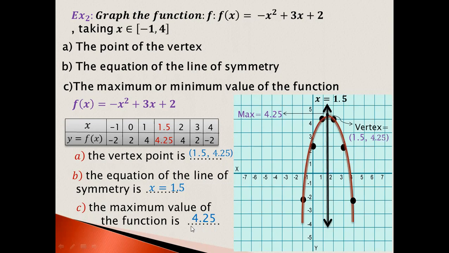In general, we can use the vertex point to find the equation of the line of symmetry and the maximum or minimum value. The first projection in the vertex point represents the equation of the line of symmetry, and the second projection of the vertex point represents the maximum or minimum value of the function.